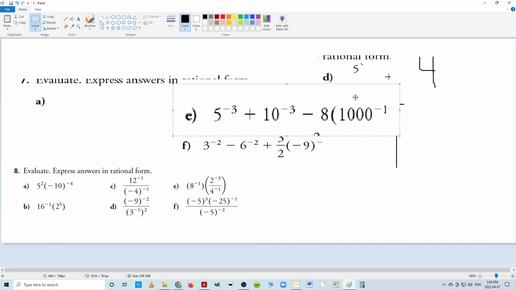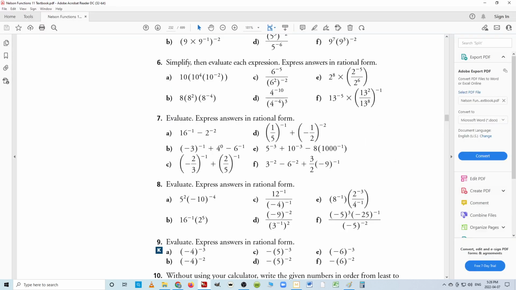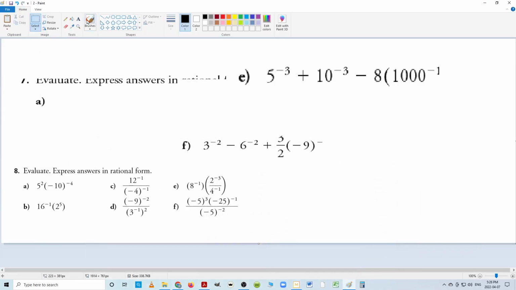Okay, I think I cut this one off a bit. I'm going to go look. No, it's just in brackets. What's 5 to the -3? It's 1/5 to the 3, which is 1/125. Plus 10 to the -3, which is 1/10 to the 3, which is 1/1000.